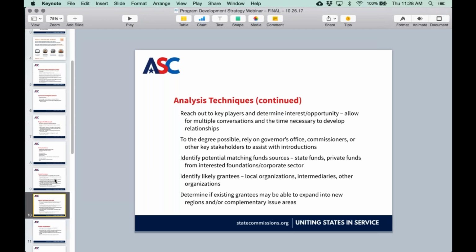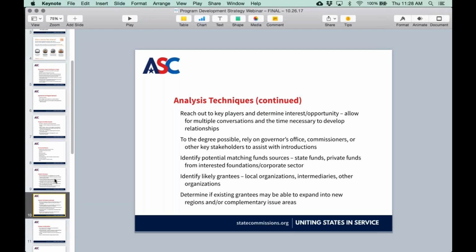Also, identify who your likely grantees are going to be, whether those be local organizations, intermediaries, or other organizations in the region. Or maybe your approach is that you're going to take an existing program and have them expand geographically as well. But really understanding who the likely grantees are going to be will be helpful for you in developing those partnerships and targeting your outreach.